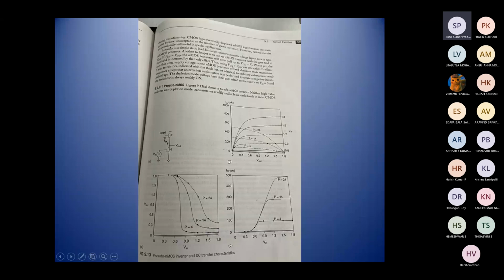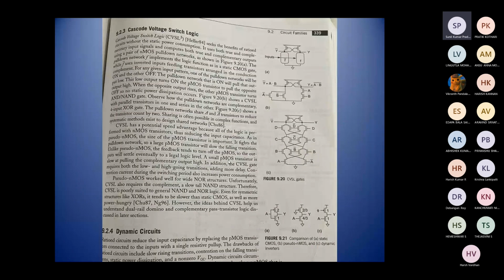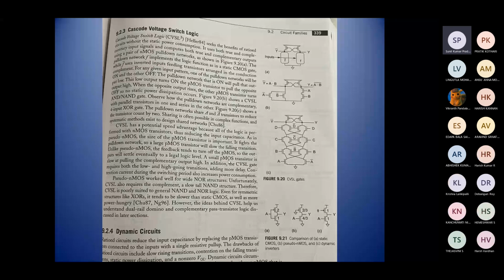Now there is another concept called cascode voltage switch logic, which we commonly abbreviate as CVSL. CVSL seeks the benefit of the ratioed circuit without the static power consumption. It uses both true and complementary input signals and computes both true and complementary outputs using a pair of NMOS pull down networks, as we can see in figure 9.20.